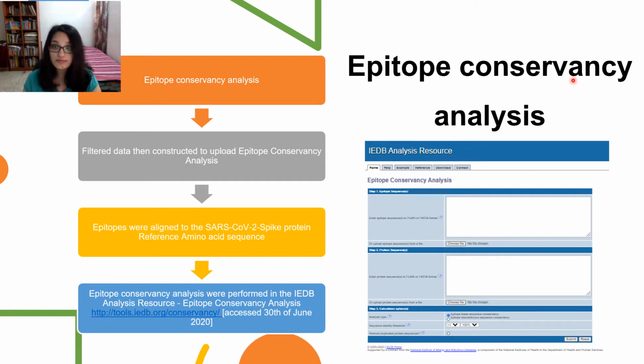This step is known as the epitope conservancy analysis. Here, the Excel files of the epitopes that we obtained have to be reconstructed. They have to be filtered for different types of assays and converted into a FASTA file, and then uploaded to this IEDB conservancy analysis resource, which is shown here. The epitopes were then aligned with the SARS-CoV-2 spike protein reference amino acid sequence.